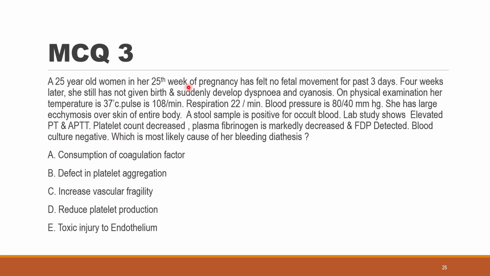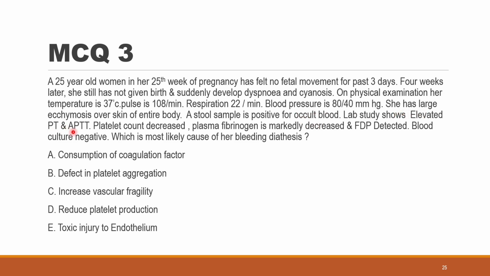A 25-year-old woman in the 25th week of pregnancy has had no fetal movement for 3 days. 4 weeks later, she still doesn't give birth and suddenly develops dyspnea and cyanosis. Blood pressure falls. See, a shock-like condition arises. She has large ecchymosis over the entire body. The skin bleeding is there. A large bruise is present, so the patient has a problem in platelets. A stool sample is positive for occult blood. So mucosal bleeding, intestinal bleeding, is also positive.